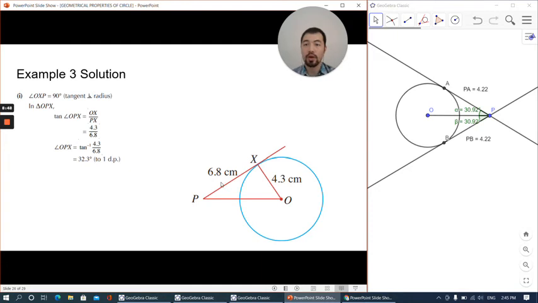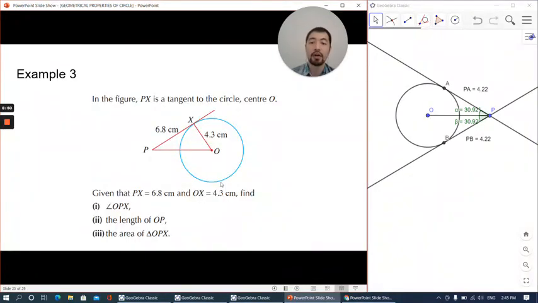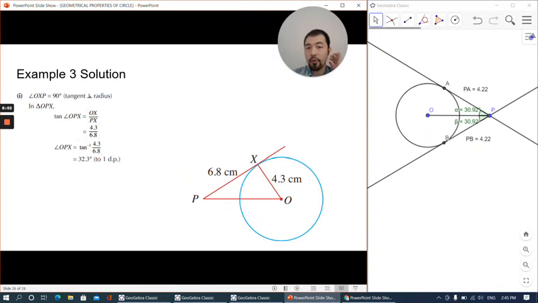So for the first one, we want to find the angle OPX. What do we know here? From the property that we just learned about tangents, OX and PX are perpendicular, so angle OXP is 90 degrees. In triangle OPX, we can use the trigonometry ratio to find the angle OPX.